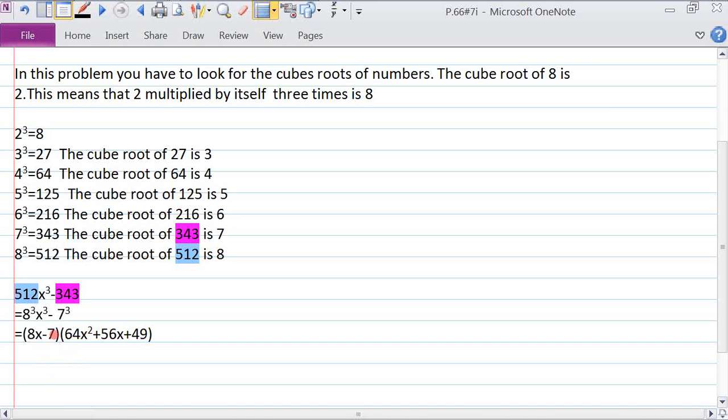We multiply minus 7 times 8x. We get minus 56x, and change the sign. We get plus 56x. And minus 7 squared gives us plus 49. So if I were to multiply 8x times each one of these terms in the bracket, and then multiply minus 7 times each of these 3 terms in the bracket, and sum it, take all the terms, collect like terms, I would be left with this.